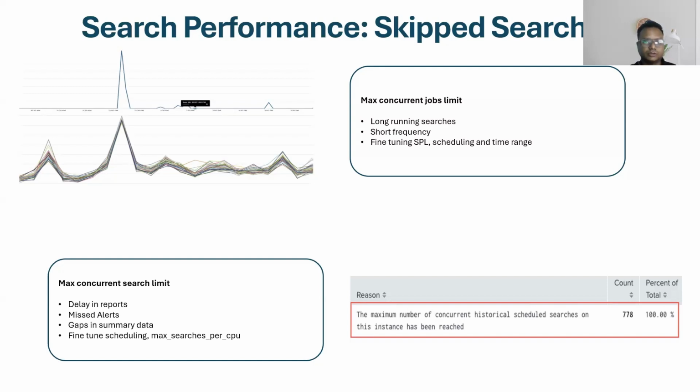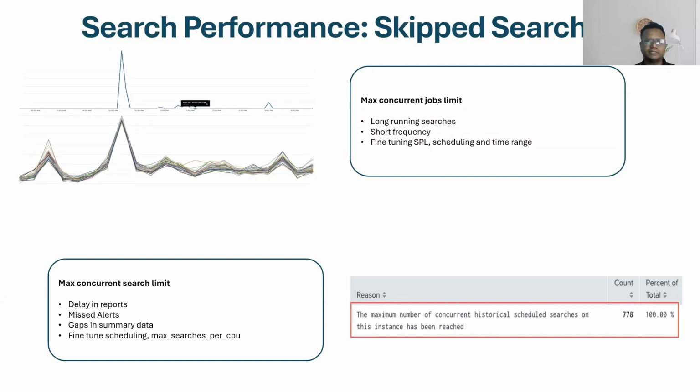So, the max concurrent job limit. What happens? Say, for example, we have more scheduled jobs, scheduled SPL, than what is defined in the limits configuration. In Splunk, for everything we have limits, and we change them according to our need or based on the use cases.